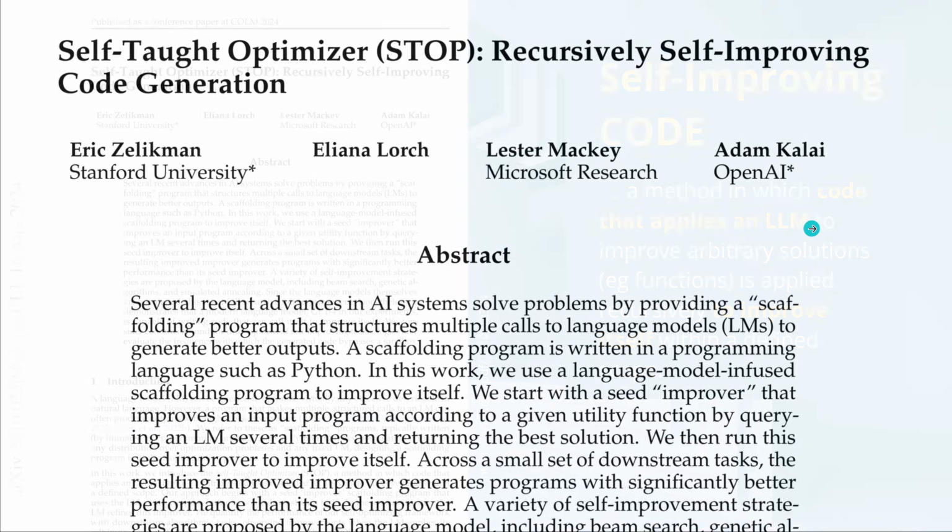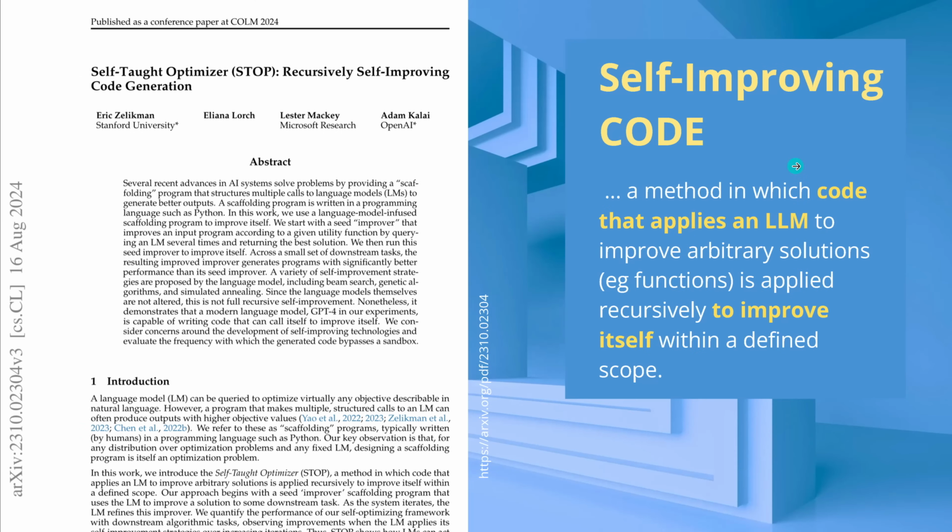And you might say, hey, that sounds interesting. Yes, absolutely. Now, let's make sure we're just focusing here on self-improving code, so on a very limited array. And we talk about a method in which code that applies here an LLM to improve some arbitrary solution is simply applied recursively to improve itself within a defined scope. And you might say, is this in any way interesting for us? Well, let's start at the beginning.